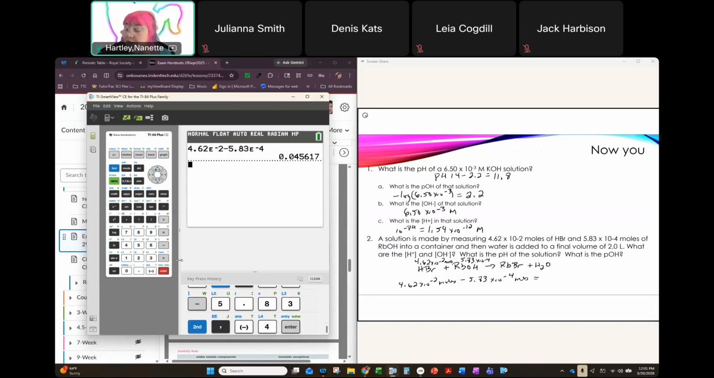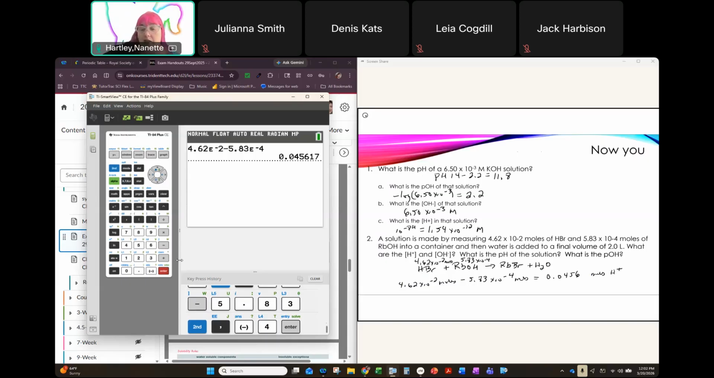I end up with 0.045617 moles, which technically should be 0.0456. I would cut off the 17 because I only had 3 sig figs. So if I were reporting that at that point, that's what I should report. And that is moles of H plus that are left over.